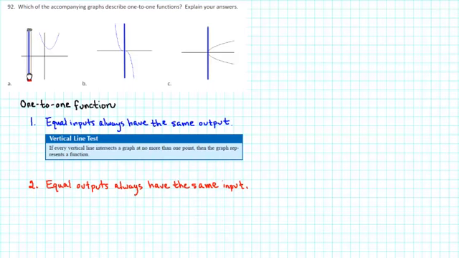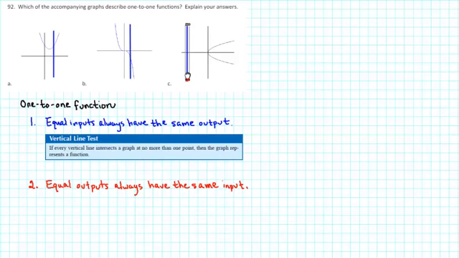For graph A, we see that a vertical line either does not pass through the graph or passes through the graph in just one point. Every vertical line intersects the graph at no more than one point, so graph A represents a function. What about graph B? Again, we see that a vertical line intersects the graph either no times or one time, so graph B is the graph of a function.